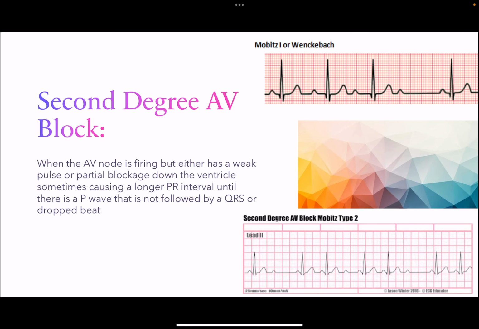So first we'll go ahead and go over the definitions. A second degree AV block is when there is a signal originating in the AV node that is weak, or a signal that encounters a partial block down the ventricle.